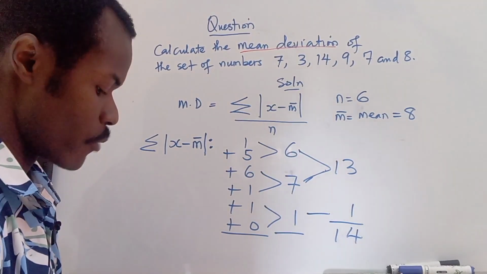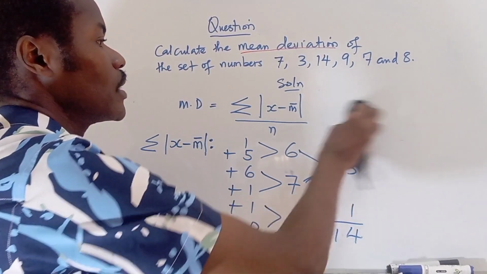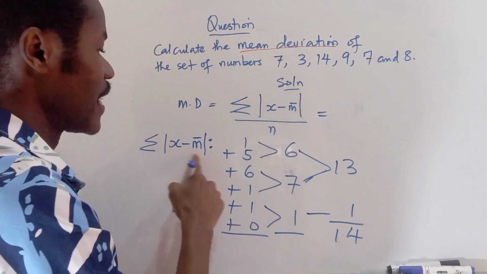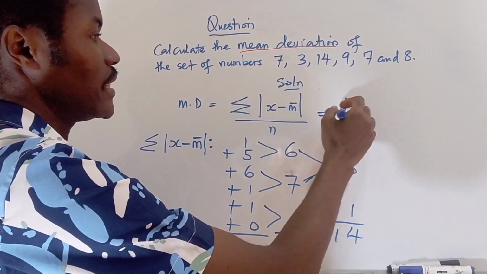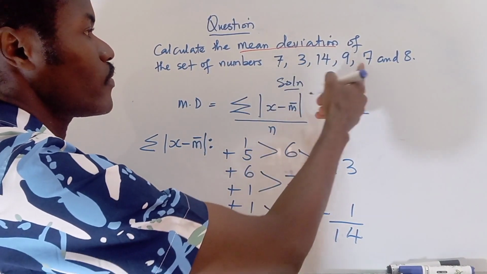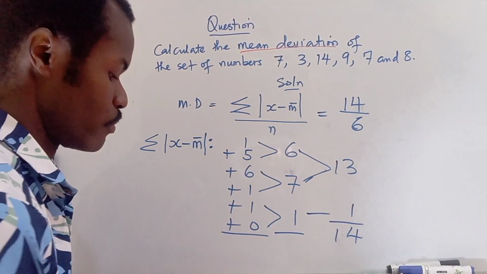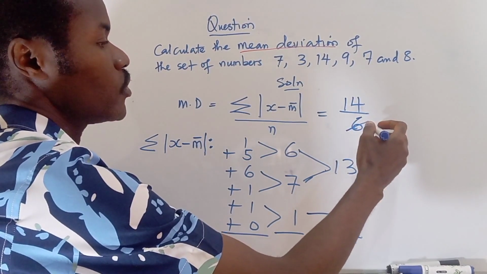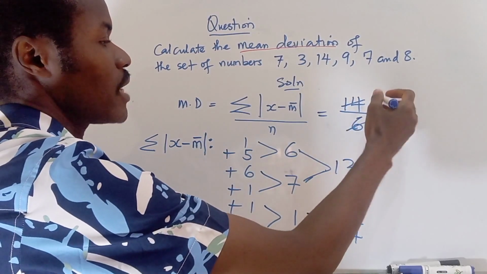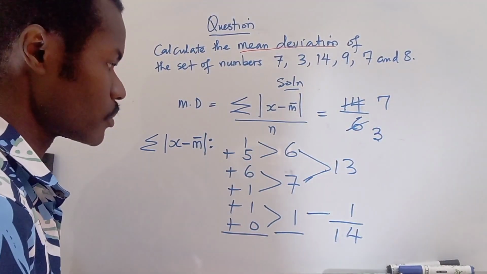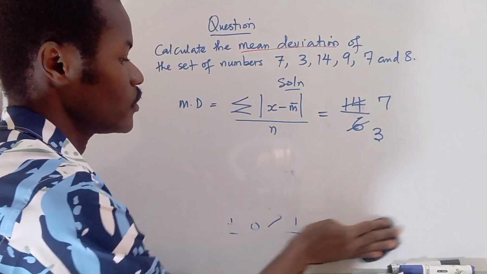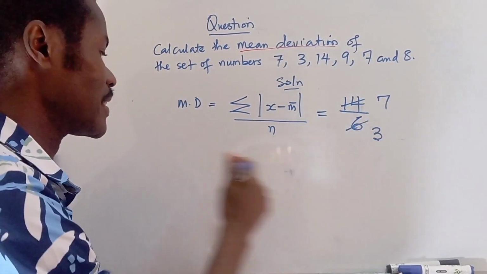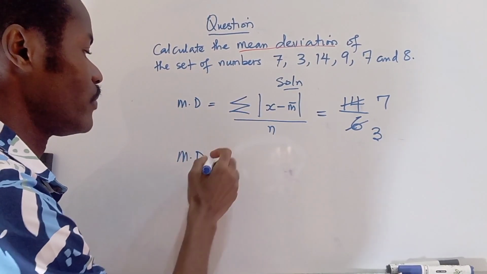So now that we have 14, our mean deviation in this problem is going to be 14 divided by our N, which is still 1, 2, 3, 4, 5, 6. But 14 divided by 6, we can reduce it by 2. So 2 can go into 6 three times, and 2 can go into 14 seven times. So now that we have 7 over 3, we've gotten our mean deviation as 7 over 3.